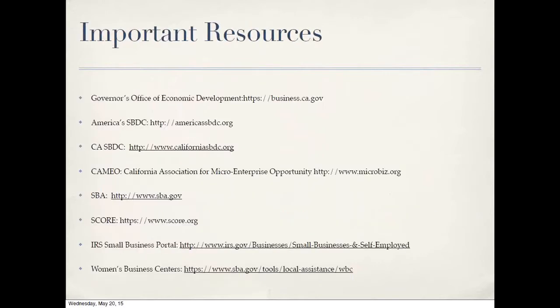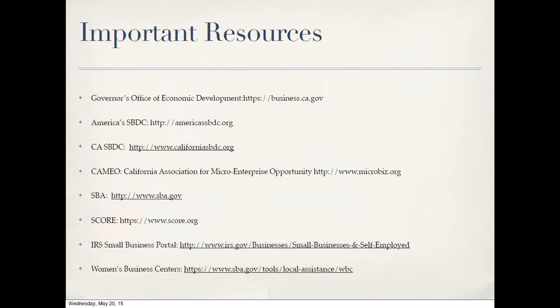And so some of the resources out there are listed in this last slide. The Governor's Office of Economic Development. There's the website link. The America's SBDC, that's our national association, and there are some good resources on their site. The California SBDC has a listing of all the SBDCs in California, so that's another good reference site. A wonderful organization, CAMEO, the California Association for Micro Enterprise Opportunity. We work very closely with CAMEO, and they are a good micro business site as a resource.